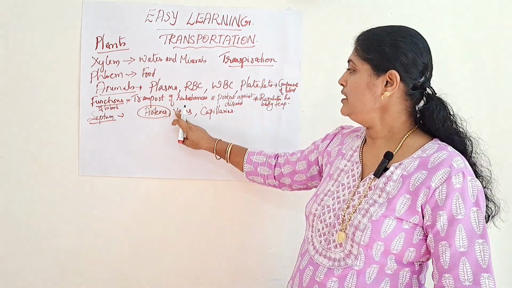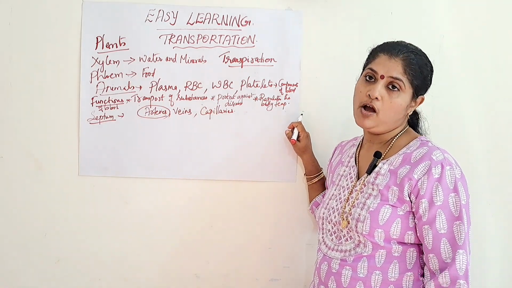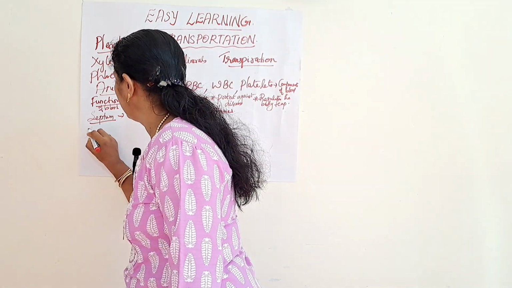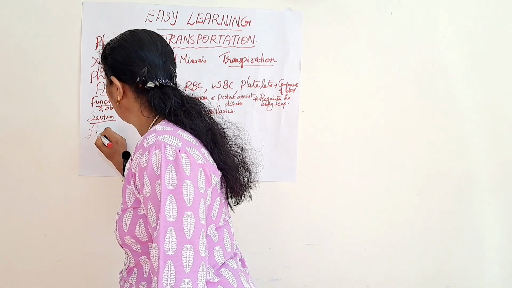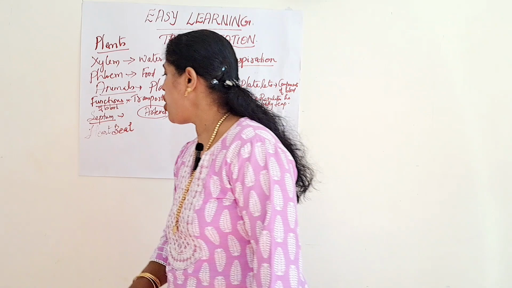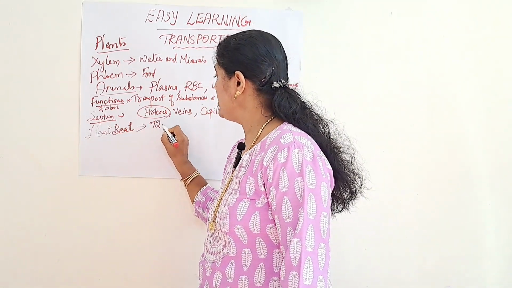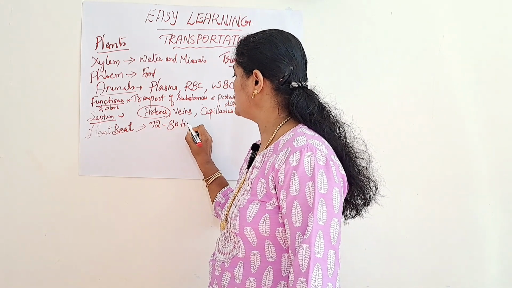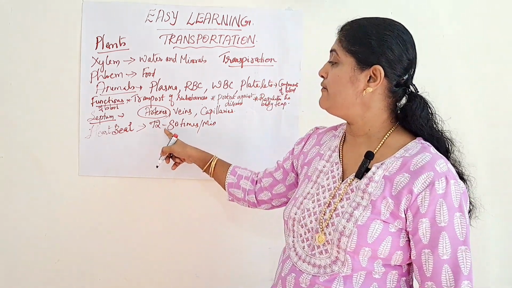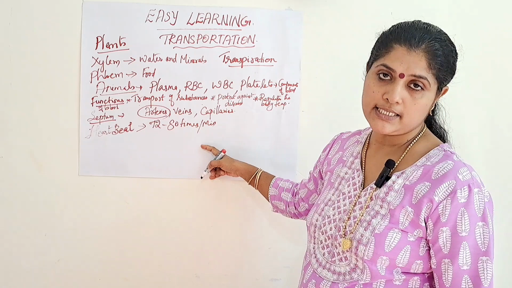Okay. So then next we move on to the blood pressure and heartbeat. So regarding the heartbeat, what is the normal heartbeat of a person? It is 72 to 80 times per minute. So 72 to 80 times per minute is the normal heartbeat of a person.